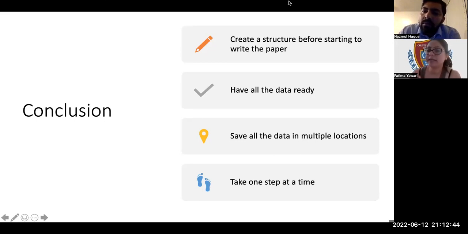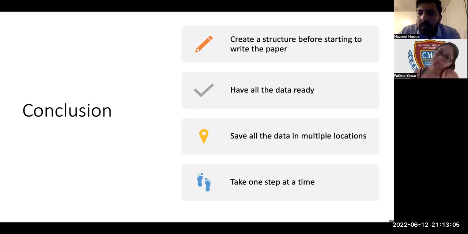Have all the data ready. Do the research first. Make sure to save all the data in multiple locations. It has happened with me before. I saved only in one place and everything got deleted. So what I usually do, I find those data, the research papers, the journals and everything. I email myself and then I also save it on my computer. That way I have multiple locations.